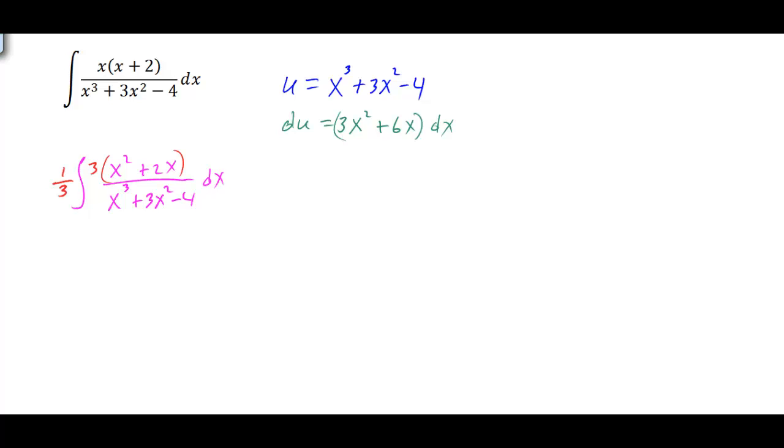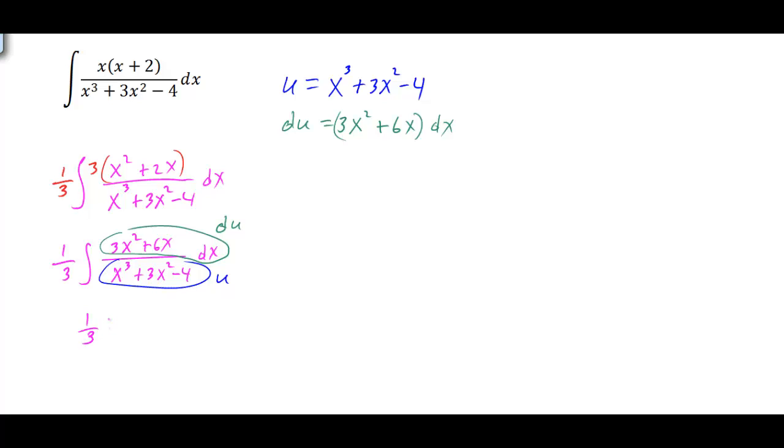So therefore, if we do that, we're going to end up with the 1/3 out front, and we would certainly have 3x squared plus 6x over x cubed plus 3x squared minus 4. And at this point, we certainly have our 3x squared plus 6x dx. This is our du over u. So that means we would have then 1/3 the natural log of the absolute value of x cubed plus 3x squared minus 4. And there's our derivative.